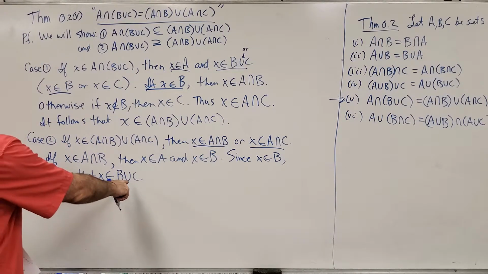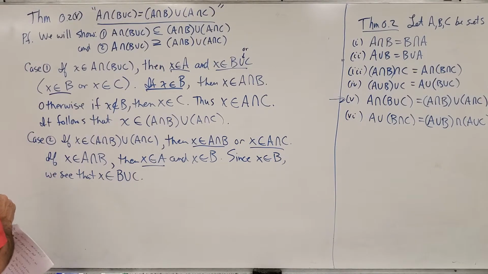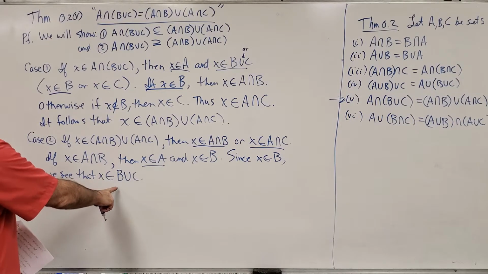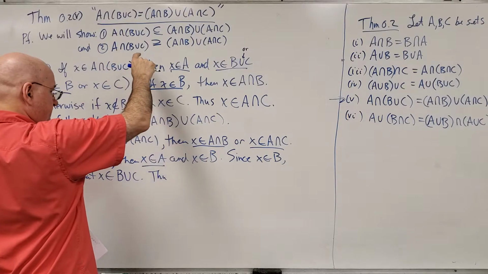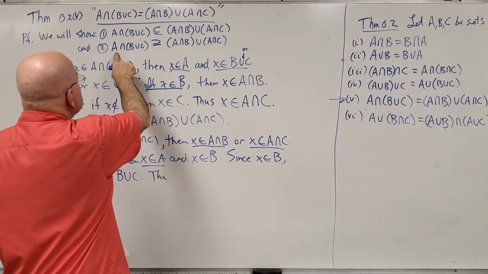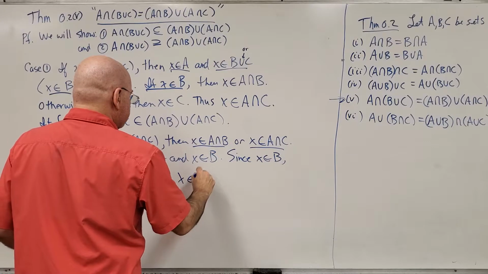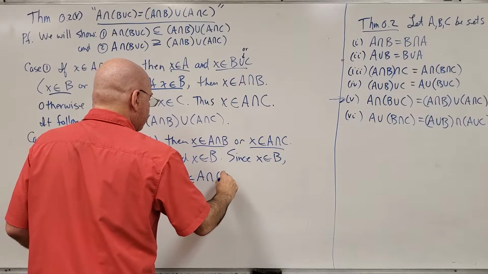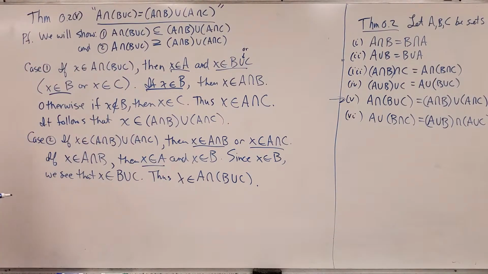Okay, so we know that X is in A, and we know that it's in B or C. Thus, it's in A, and it's in B or C. Thus, X is in A and in B or C. We're not done. We have just one more little sentence or 2.